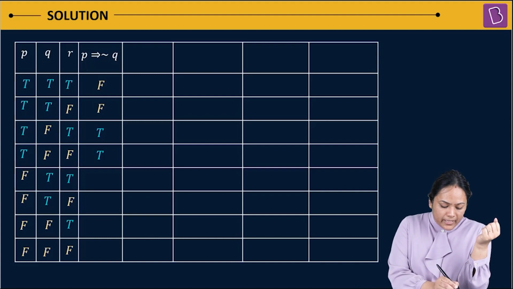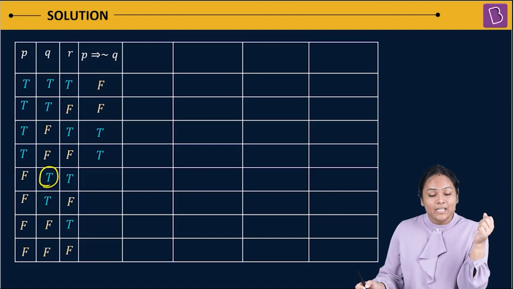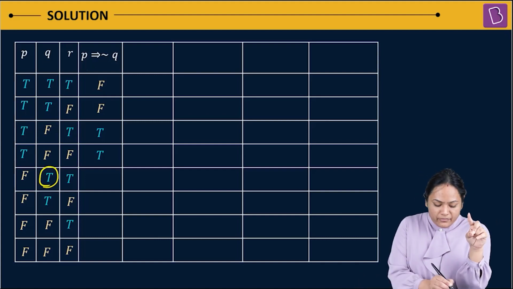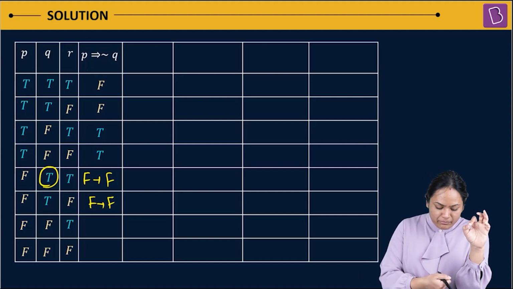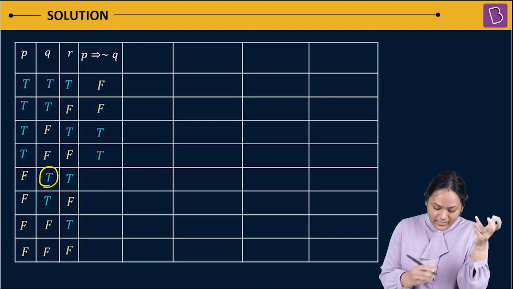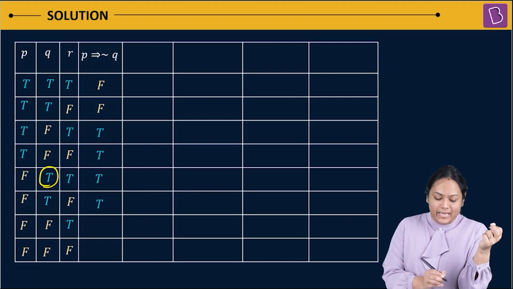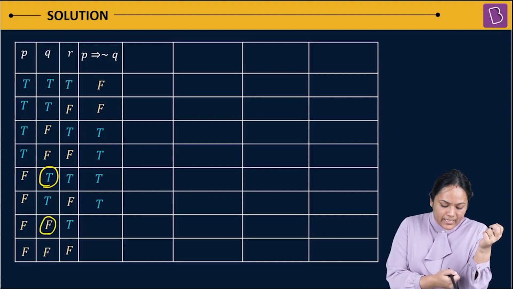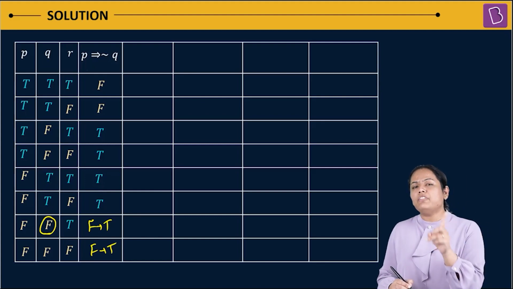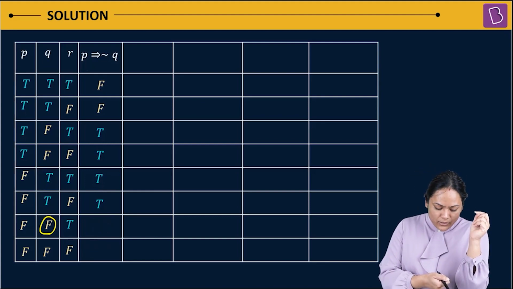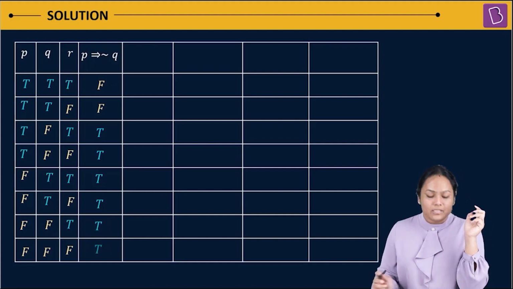Then I have Q as T. So negation will become F. So I have F implies F in sixth and fifth one. So both are going to give me T because F implies F is T, right? Then I have Q again as F and negation of that is going to become T. So I have F implies T in last two. And we know that F implies T again is T. So last two are going to give me T.